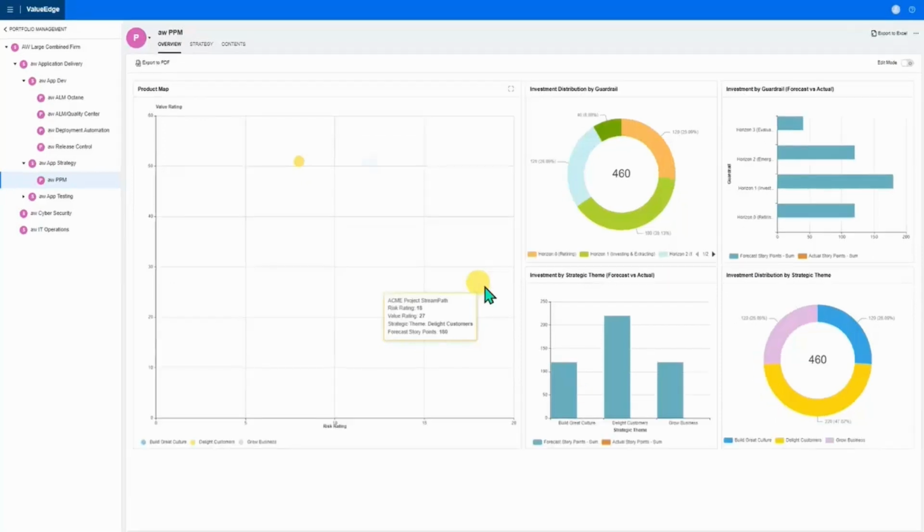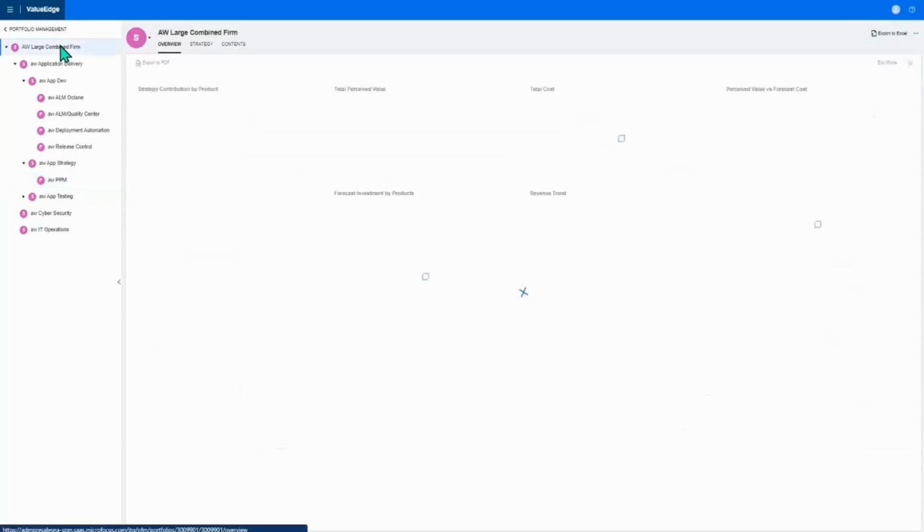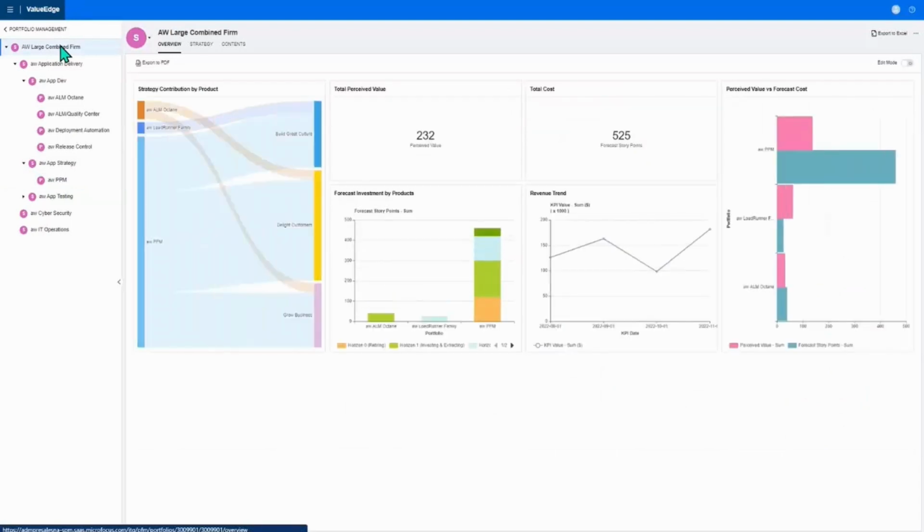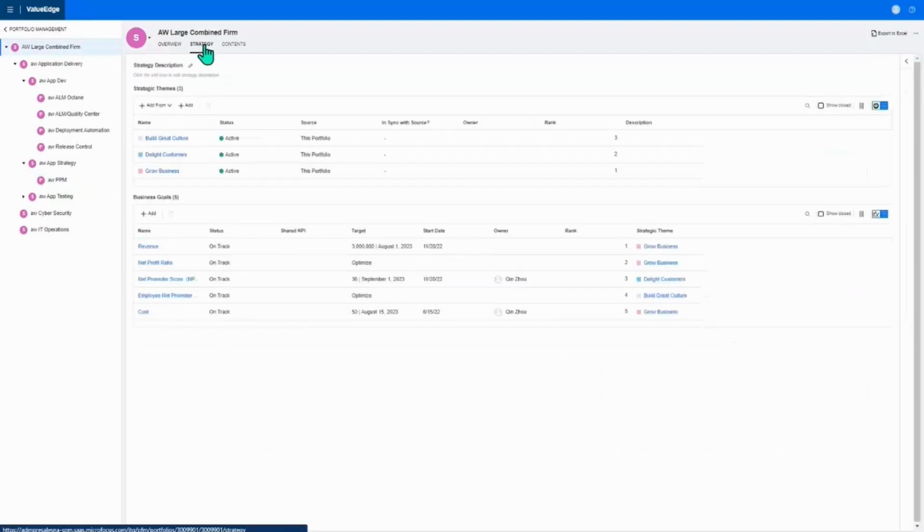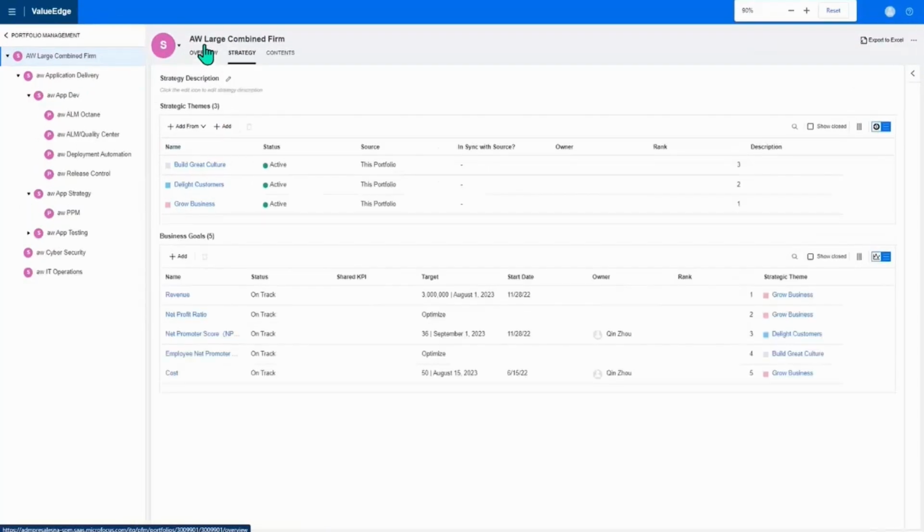Okay, Mark, let's go ahead and transition from a conversation about the product dashboards to one of strategy. I'm going to go to the top of this set of portfolios, and I'm going to highlight that strategy tab and increase the font just a bit to make it easier for us both to read.